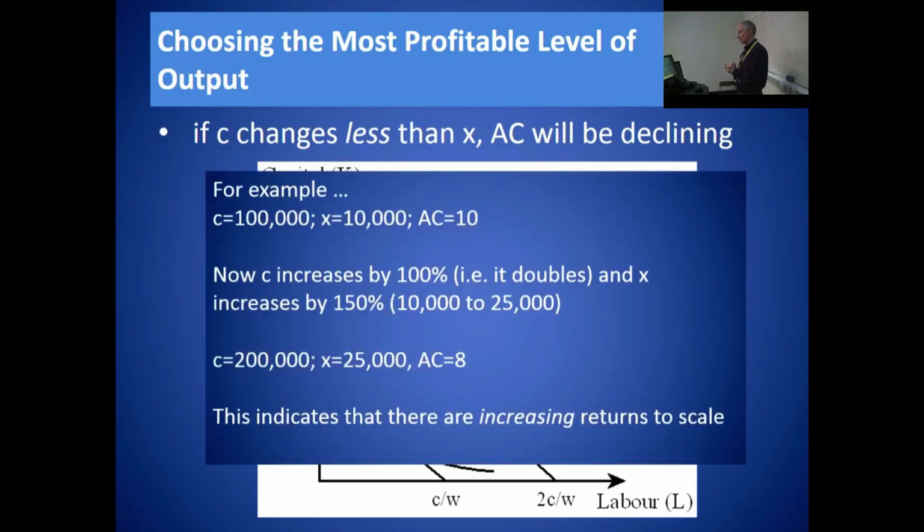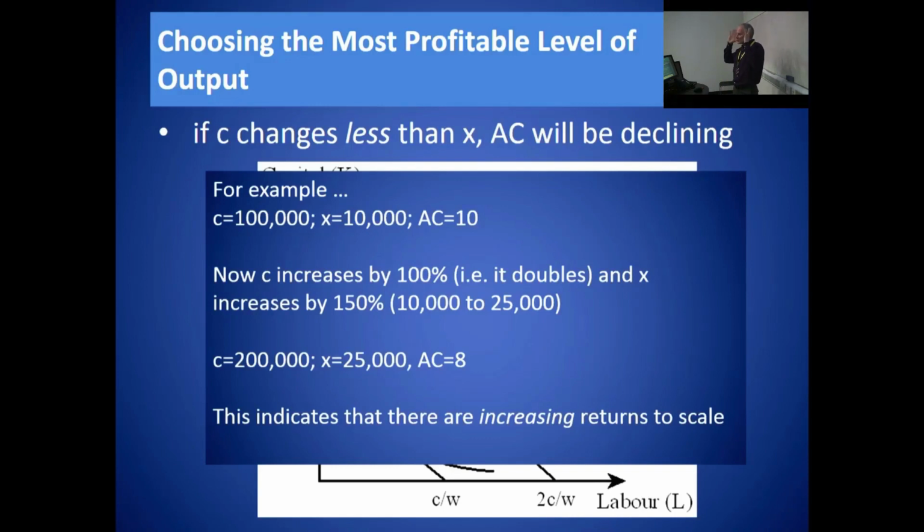Very, very simple example. Let's say that our total production costs are £100,000, and the firm is producing 10,000 units of output. If that were the case, long-run average cost is cost divided by output, C over X. 100 divided by 10 equals 10. So our average cost is 10. So that's our starting point. Long-run average cost is 10.